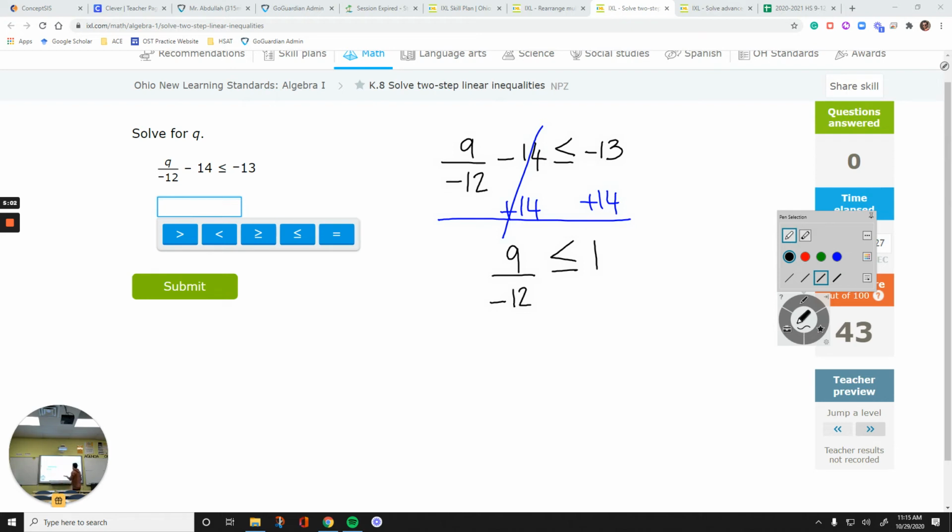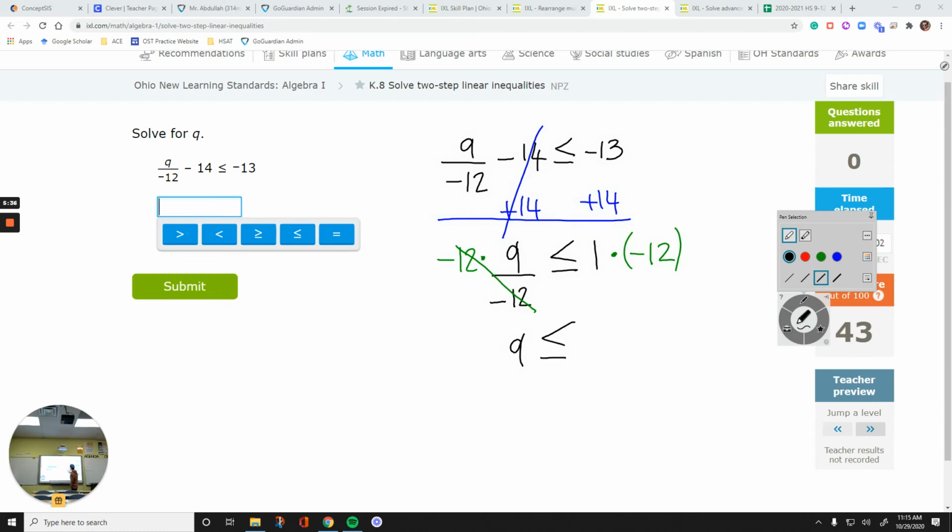Okay, so now it is q divided by negative 12. I need to multiply each side to cancel that divided by out. Multiply by negative 12, multiply by negative 12. If you want to, you can put this in the parentheses. If it makes you feel better, safer, go ahead and do it. Now, these are gone. Left side is just a q, and then bring down the sign, less than or equal to.